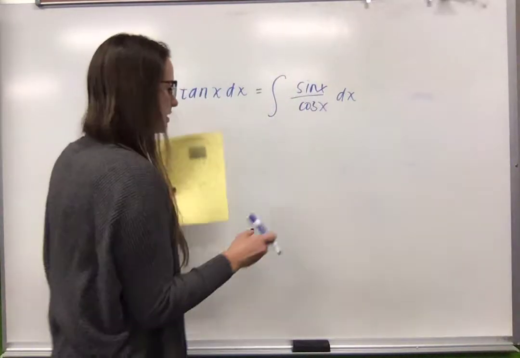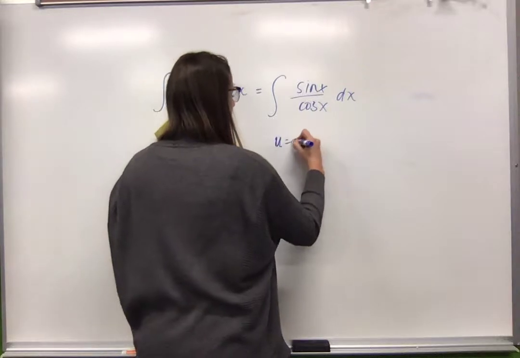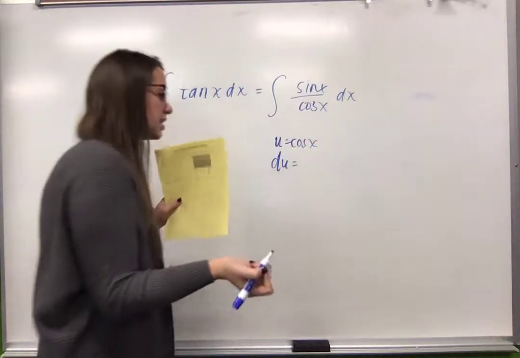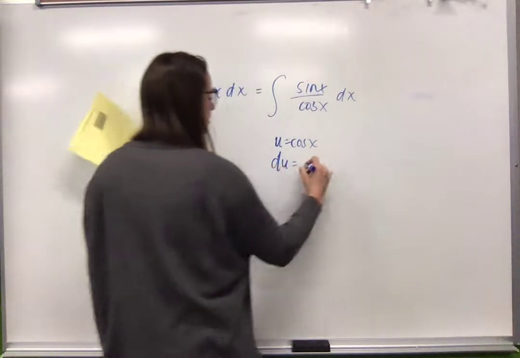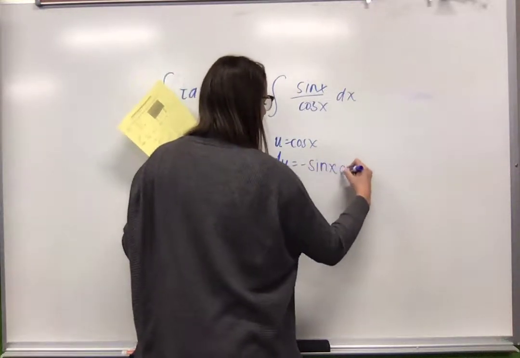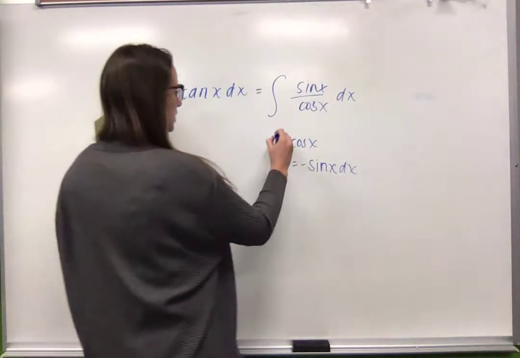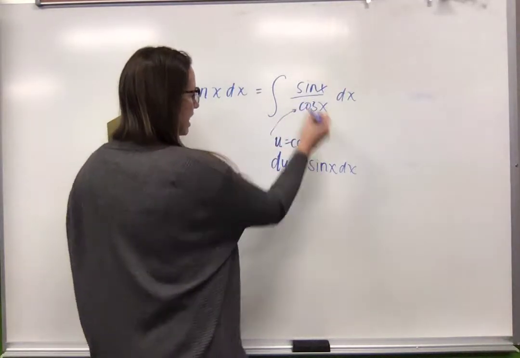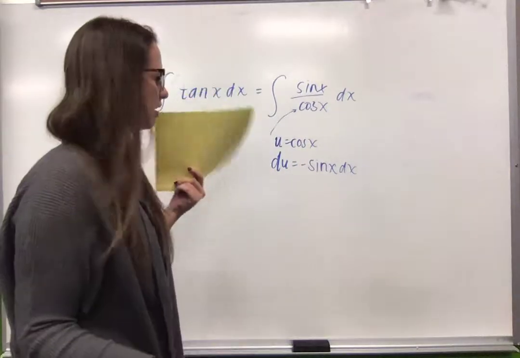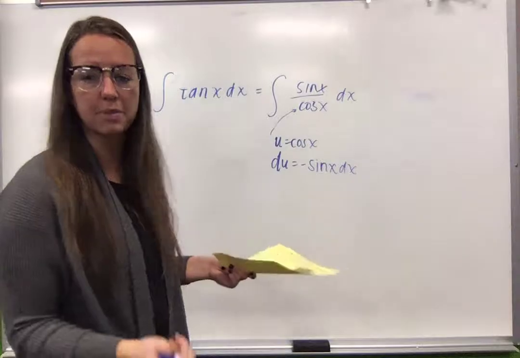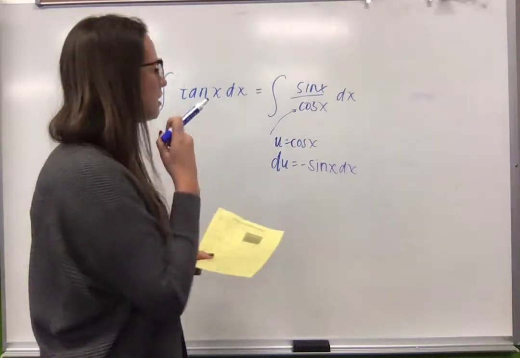So this time, instead of making my u sine, I'm going to make my u cosine of x. And now, if I take the derivative of that, the derivative of cosine x is negative sine x dx. So this doesn't work out quite as well. u is cosine, so that's easy, but du is negative sine x, and we have a positive sine x. As long as it's a constant, it's not that big of a deal if it doesn't match. Just compensate for the constant by adding another constant.